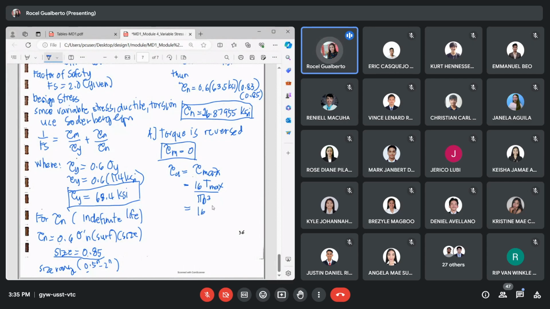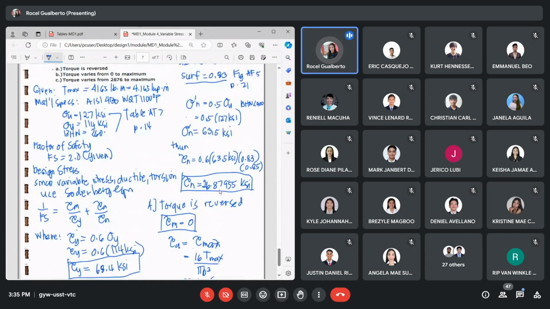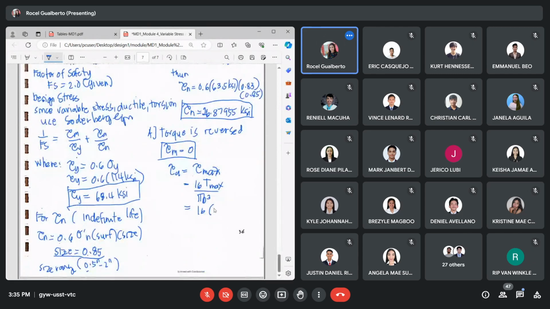Now this is 16 times T max, we have the value 4.165 kip-inch over pi d cube. So try to simplify: 16 times 4.165 divided by pi. Ang matitira na lang po sa ilalim would be d cube for your tau a. So ano po yung nandun sa numerator?